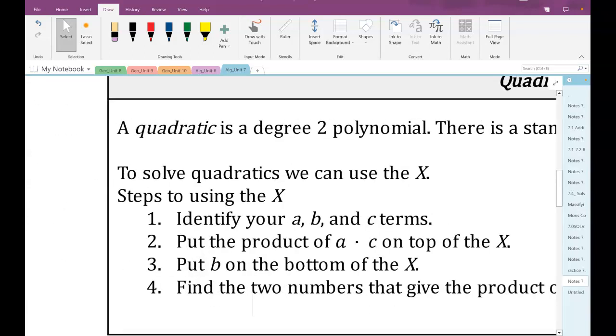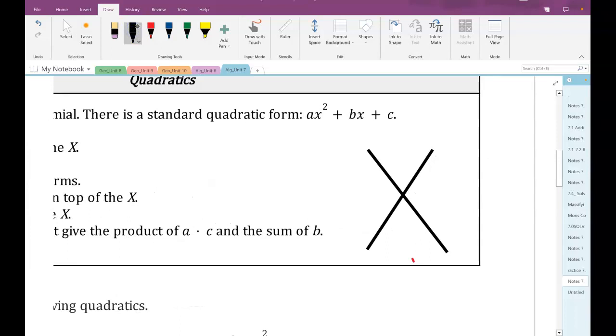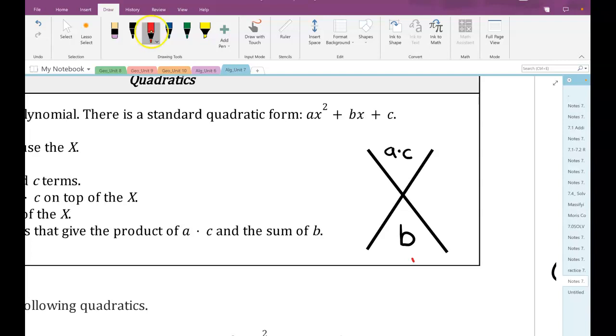So again, your steps for using your x, same as yesterday, where your a times your c term will go on your top. A times c, the product of those two numbers. And on the bottom is your b term. All right, just your b. Try not to get these two mixed around. It still would work if you put your b on the top, but it's nice if everyone does the same thing. So b on the bottom, a times c on the top.